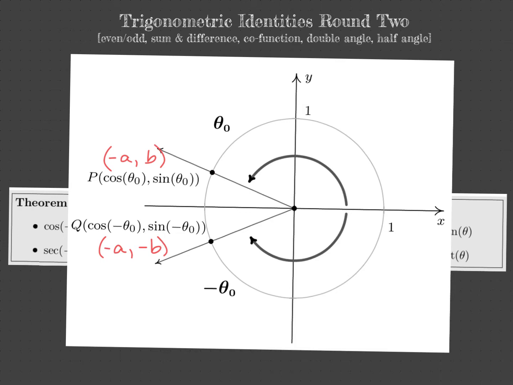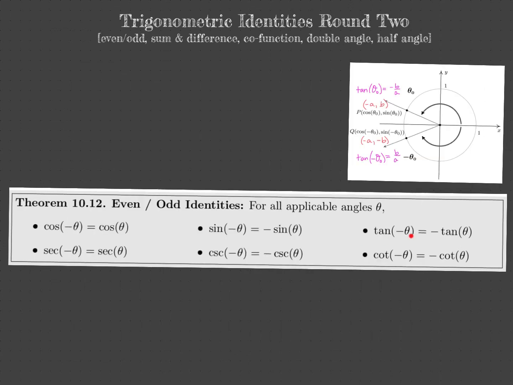If we think about the tangent of each one of these, the tangent of P, or rather the tangent of theta, I'm looking at point P, would be b over negative a, or negative b over a. Then we see that the tangent of negative theta is negative b over negative a. The negatives cancel out. So we can see that the tangent of our original is negative, whereas the tangent of the negative theta is positive. They are opposite outputs. Thus, looking here, the tangent of negative theta is the opposite of the tangent of theta.